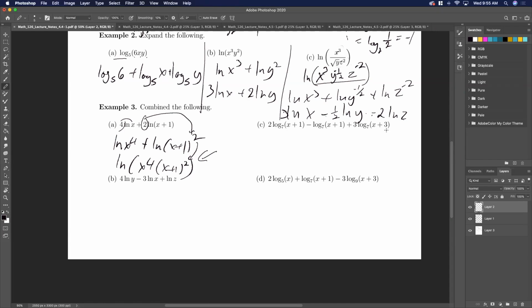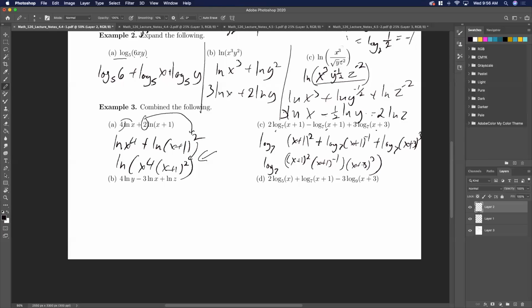Here, if I have all this, I can put it all together. So notice here, there's two things we can do. We can just blindly do what we're supposed to be doing here. So here I'll get log base 7 of x plus 1 squared, and then we'll have plus log base 7 of x plus 1 to the -1, plus log base 7 of x plus 3 to the third. And we can multiply it all together, so we get log base 7 of x plus 1 squared, x plus 1 to the -1 power times x plus 3 to the third.